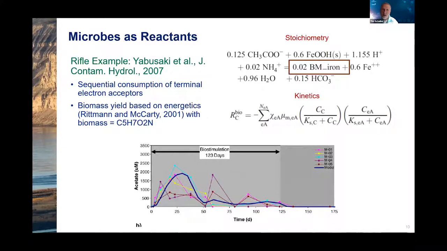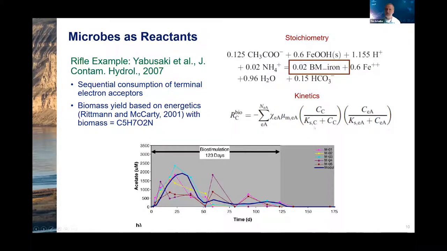Now, as we move forward in time, people began to recognize, including the Rifle team, that the biomass itself was an important product and reactant in the system. And so now you can see that in many of the models used at Rifle, for example from Yabusaki et al. in the Journal of Contaminant Hydrology in 2007, this term appears in the stoichiometry, where the biomass of the iron reducers is explicitly represented, and the amount of biomass affects the rate of microbial iron reduction in the reaction term. And so this stoichiometry again represents the reduction of iron oxides to reduced iron 2, dissolved, and also now has this biomass term. And this is one of many terminal electron acceptors considered in this process.